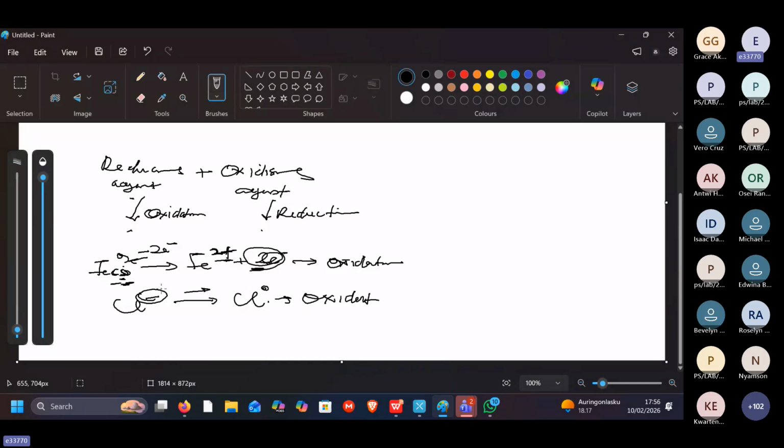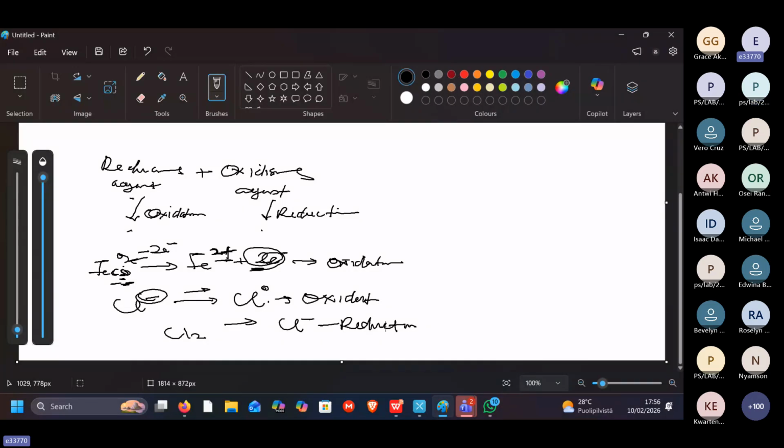Well, let me give you another example, maybe that one you get. Say, for example, I have Cl2, and that Cl2 becomes Cl minus. What is happening? Are we losing or are we gaining electrons? We are gaining electrons, so this is reduction. When we are gaining electrons, that becomes reduction. Is that okay?